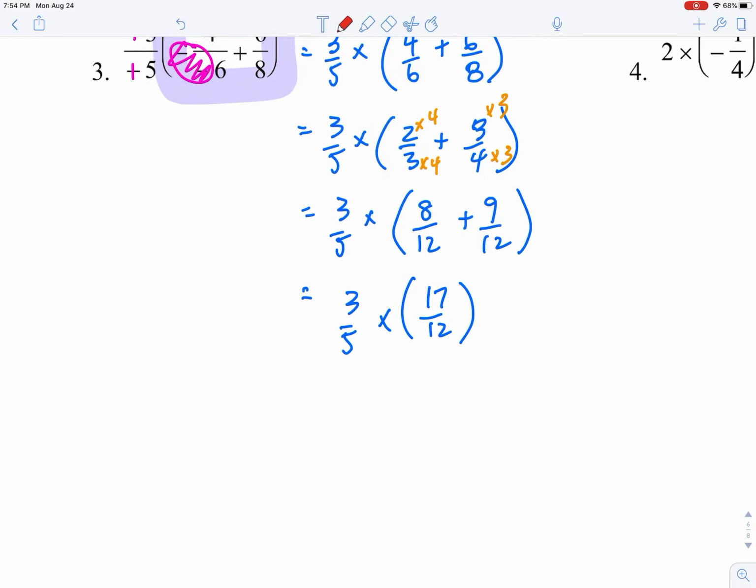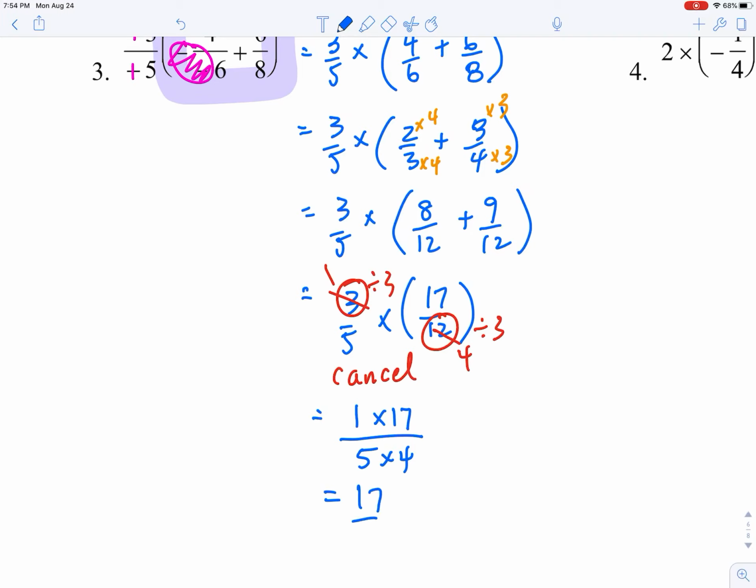But I see that I can cancel, so I will. I can cancel with the 3 and the 12, divided by 3, divided by 3. And I'm left with 1 and 4. So if I'm dealing with up top, I get 1 times 17 over 5 times 4, which is 17 over 20.